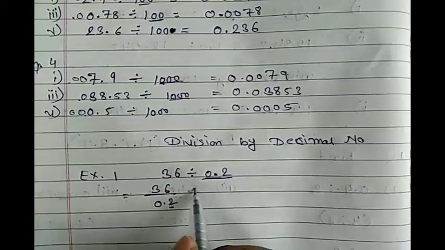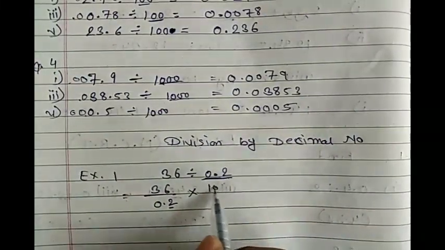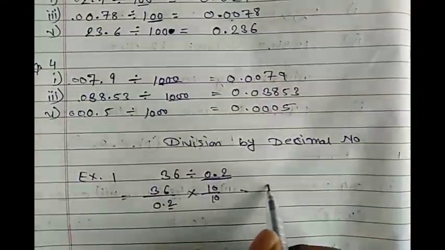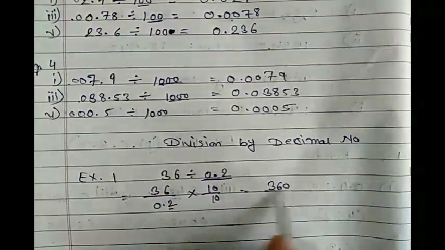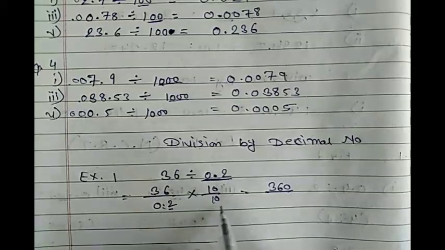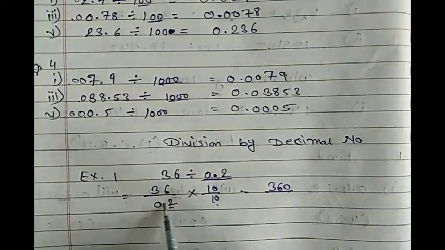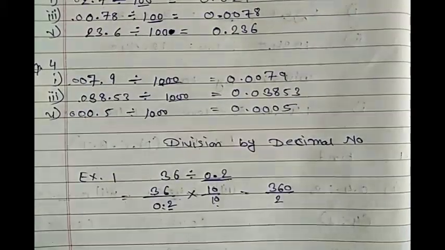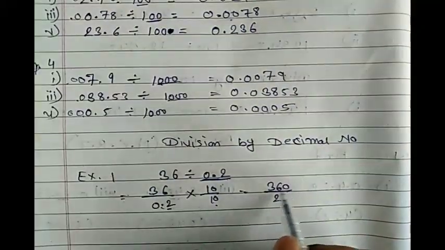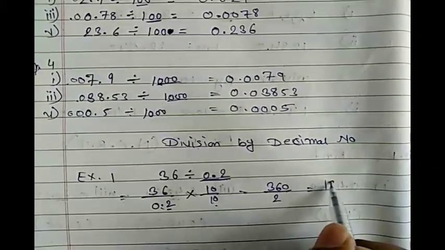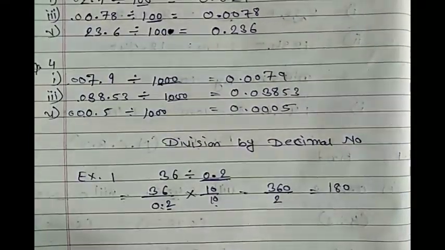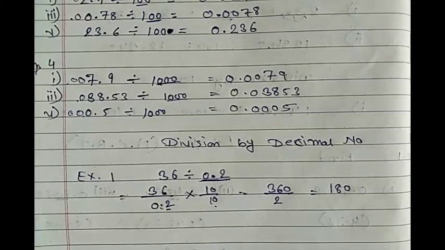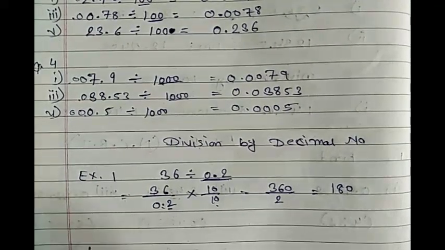So multiply both numbers by 10. 36 multiplied by 10, you get 360. 0.2 multiplied by 10, so the place of the decimal goes one side forward, we get only 2. Now divide 360 by 2, so we get 180. So the answer should be 180. Get it? Some more examples.